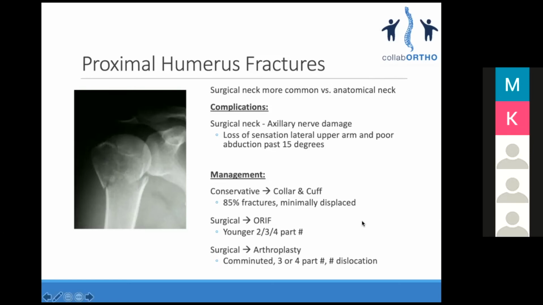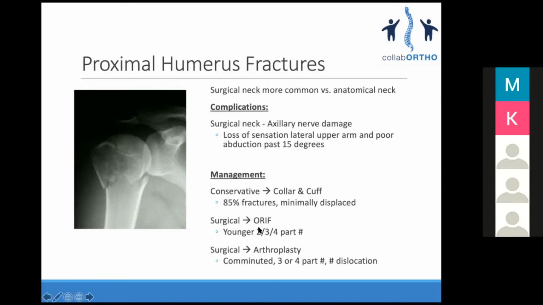Majority of the time with proximal humerus fractures, they can be managed conservatively, and most elderly patients can be managed conservatively unless they're very active or it's massively displaced or causing them huge amounts of pain despite conservative management. So you just manage them with a collar and cuff and let gravity take over, and these fractures will heal well.